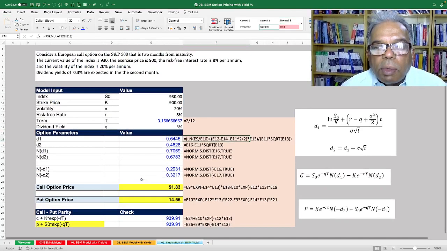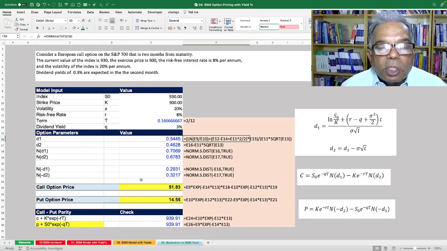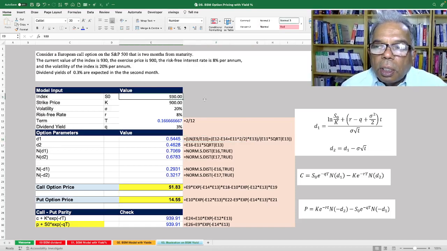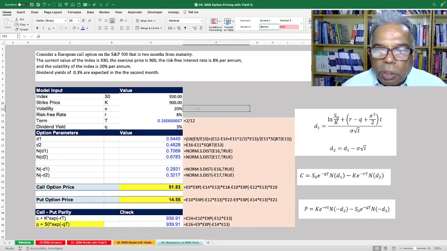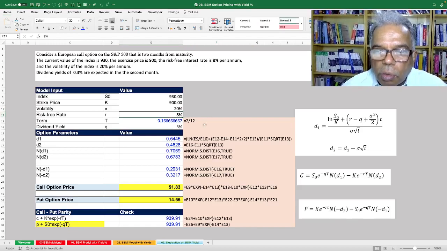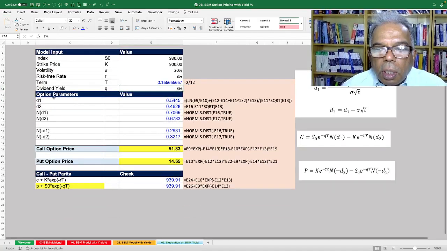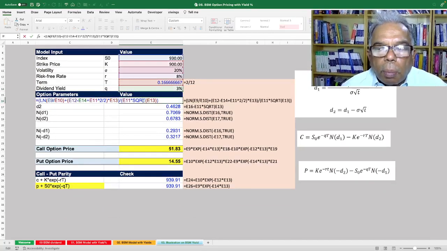One more quick example. Consider a European call option on the S&P 500 that is 2 months from maturity. The current value is 930, the strike price is 900, and the risk-free rate of interest is 8% on a continuous compounding basis. The time is 2 divided by 12 and the yield is 3%. Now calculate D1 using the model inputs. That means again we calculate ln of S divided by K plus R minus Q plus half the variance, times time, divided by sigma times the square root of time.